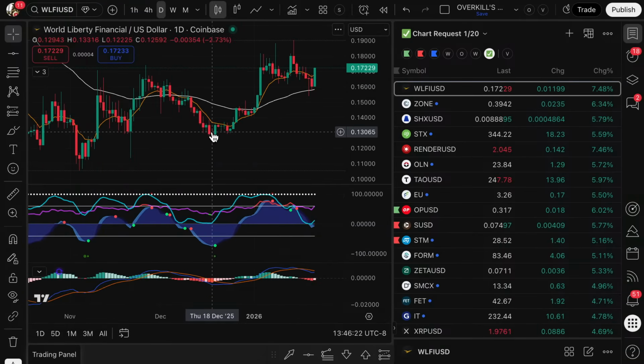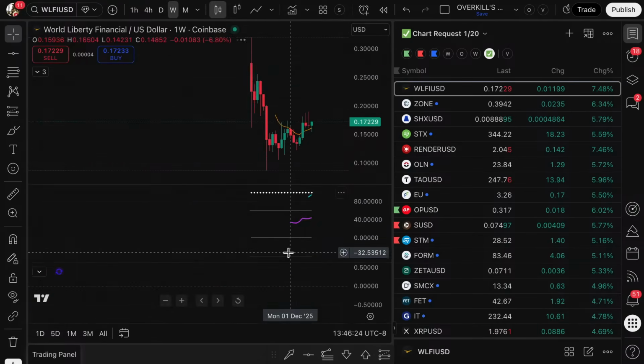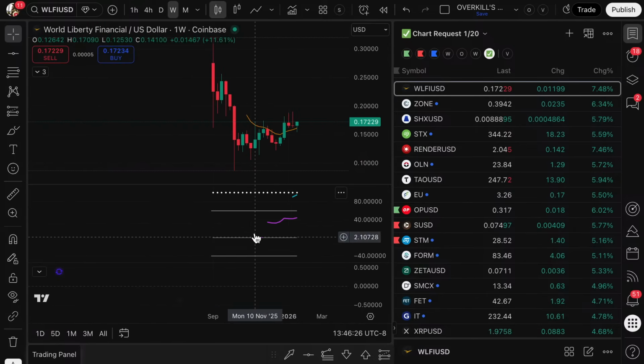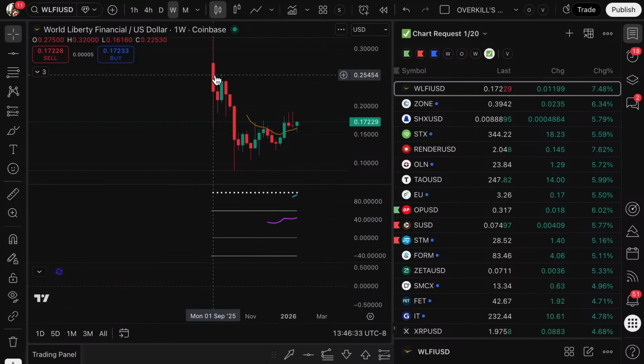Time to buy was down here on the daily at 13. No data yet on the weekly, so if you don't see data on your indicator on a time frame, you just got to give it more time. This thing just came out in September, so there's just not enough data to feed it yet.